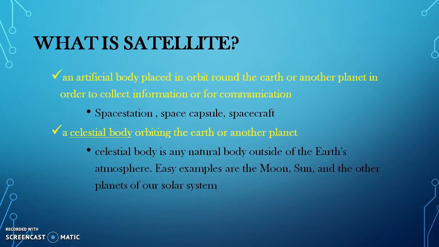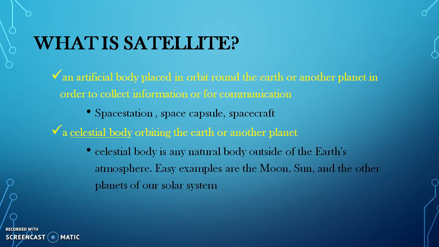Okay, first, what is satellite? A satellite is an artificial body placed in orbit around the earth or another planet in order to collect information or for communication. We have different names for satellite: space station, space capsule, spacecraft. We also have another definition for satellite, that is a celestial body orbiting the earth or another planet.